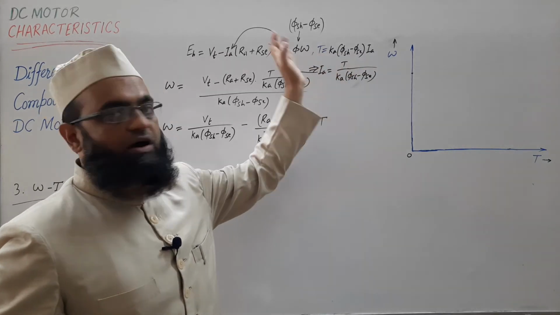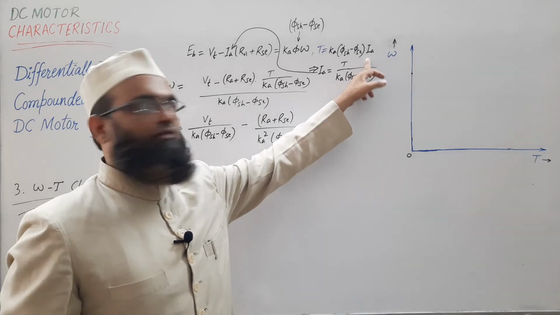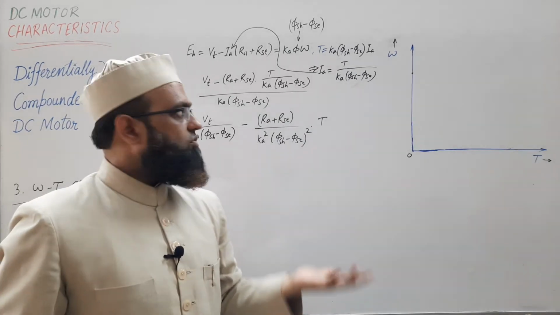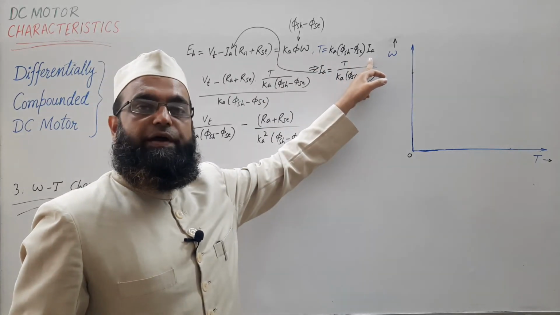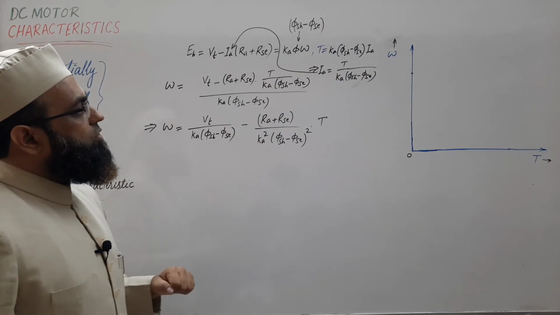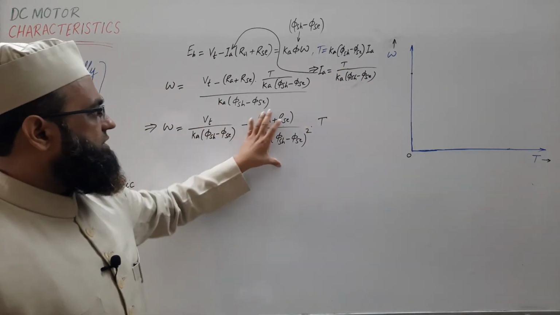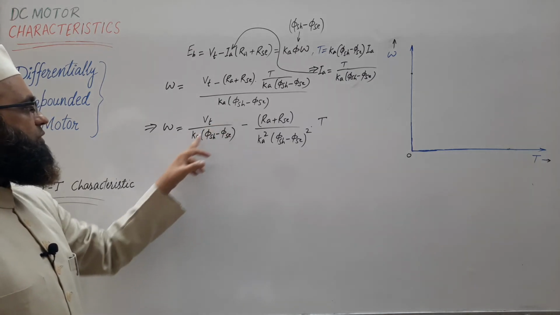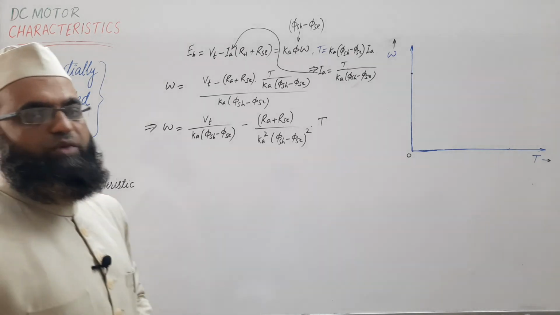When T is increased, it means it will draw more armature current. When the load is increased, the torque will be increased. So the electrical torque will be increased by increasing the armature current drawn. So at Ia 0, T is 0, so this term is 0 and phi se is also 0. So we will get Vt upon Ka phi sh, the same initial speed, omega 0.